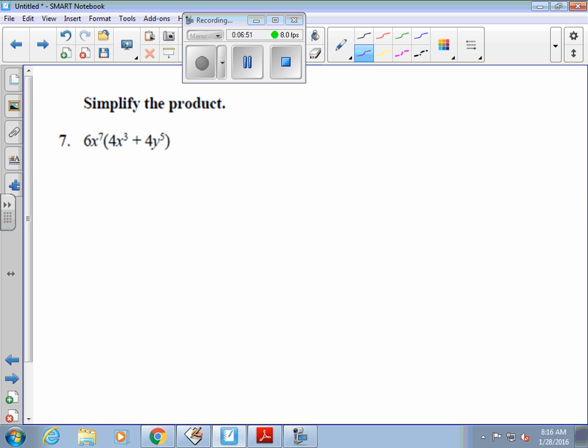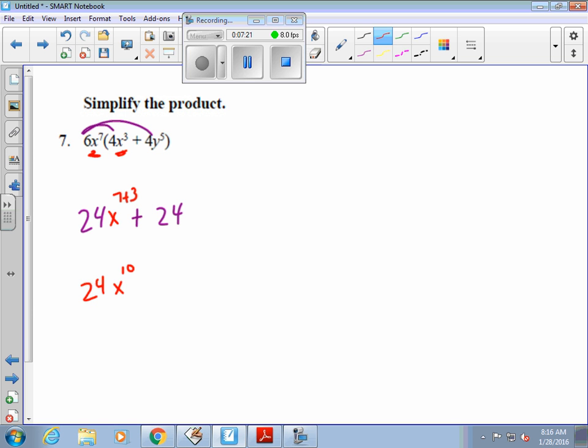Number 7 says to simplify the product. Multiply the coefficients by each other, distribute it. 6 times 4 is 24, and 6 times 4 is plus 24. Also multiply the variables. X to the 7th multiplies by x to the 3rd. Remember, anytime you multiply the same variables, x and x, same bases, you add the exponents. So you get x to the 7 plus 3, which gives you 24x to the 10th.